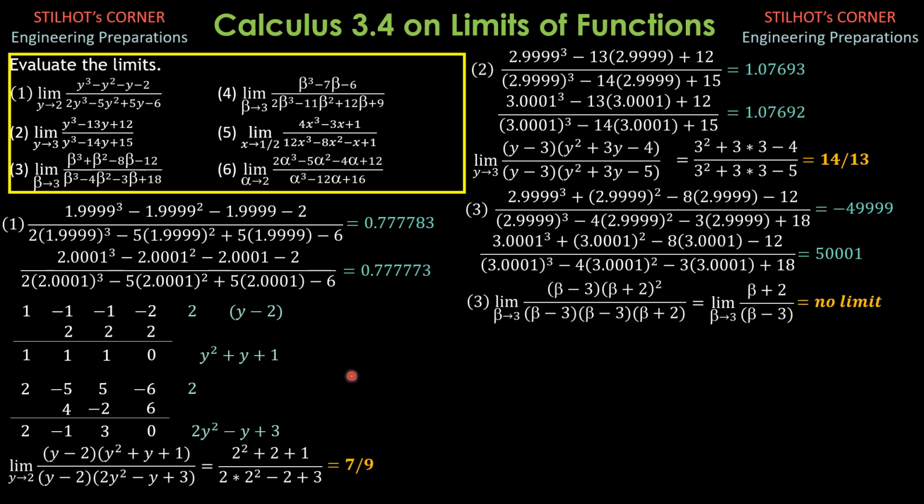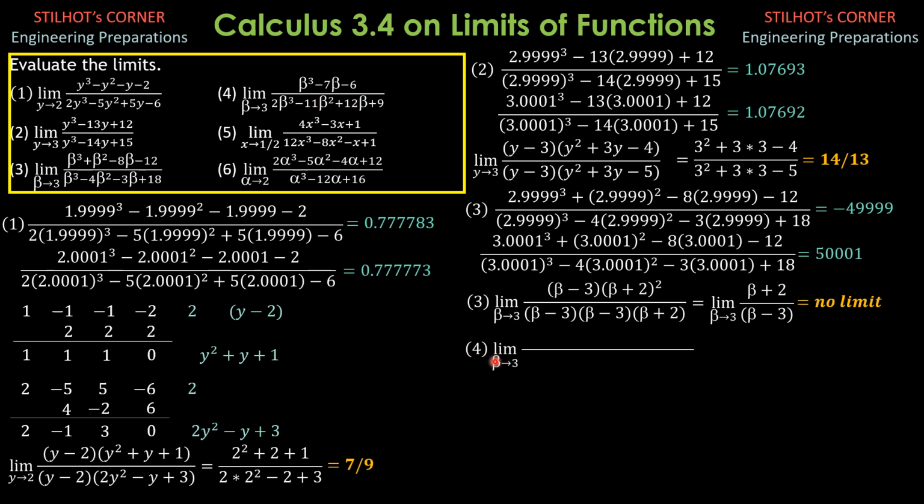Then problem 4, you do the same factoring. So definitely when beta approaches 3, 3 cubed is 27 minus 7 times 3, that is 21. 27 minus 21 is 6, minus 6, so the numerator approaches 0. 2 times 3 cubed, 54, minus 11 times 3 squared, so that's negative 99. So negative 45 plus 12 times 3, that's 36. Negative 45 plus 36 is negative 9, then plus 9, approaching 0 also.